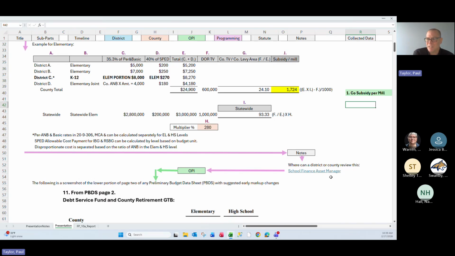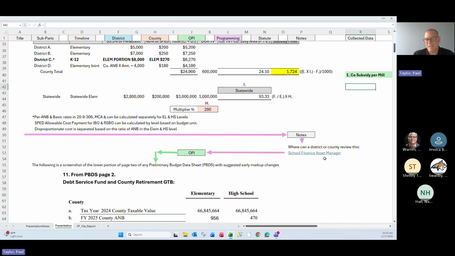What Autumn's been working on and the school finance division's been working on is where can you see this calculation? How can a county know if they're going to receive GTB support? Well, currently what we've done, and this has always been the case, is on this link, and we'll try to provide a copy of this presentation in a way so that the link will work, but this is on the OPI school funding area. There is a portion called budgets, and there is a product that we produce by March 1 every year called the preliminary budget data sheet.